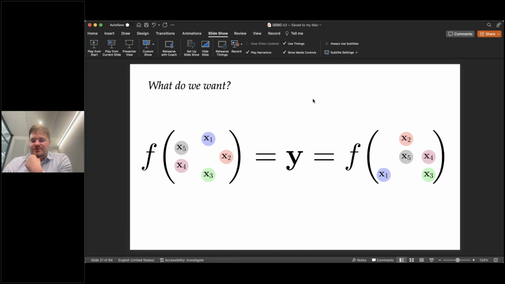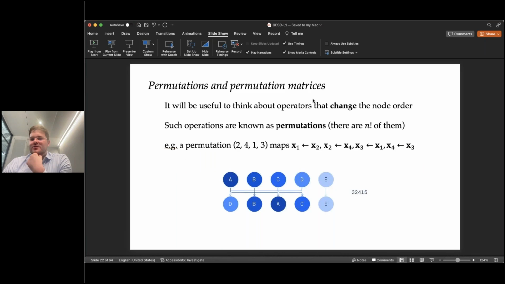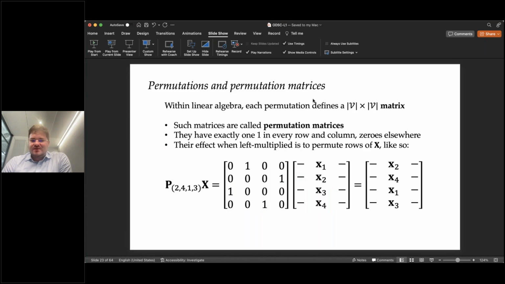Can we force a neural network to do this for us? It turns out you can, and in order to arrive at this, you need to think about what are the operations that would change the order of the nodes. As you might know from combinatorics, these operations are known as permutations, and for n elements, there are n factorial many of them. And what's convenient for us is that within the realm of linear algebra, each permutation defines a unique node-by-node matrix known as a permutation matrix. They are really special. Here you can see an example of a permutation matrix at the bottom of this slide. They have mostly zeros everywhere, exactly one 1 in every row and every column. And the only effect that they have is that when you left multiply them with a node feature matrix, it permutes the locations of the nodes and does nothing else. You can hopefully convince yourself of this by just doing a simple calculation.